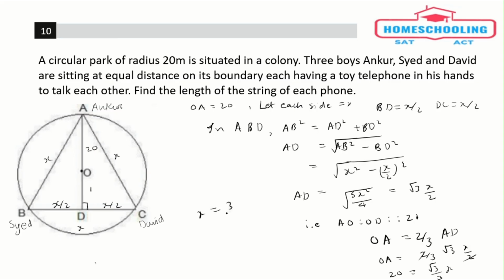x is equal to 3 by root 3 into 20. So 3 by root 3 can also be written as root 3 by root 3 into root 3, so the value would be 20 root 3. Hence the length of string of each phone, x, is 20 root 3. This is going to be your answer.